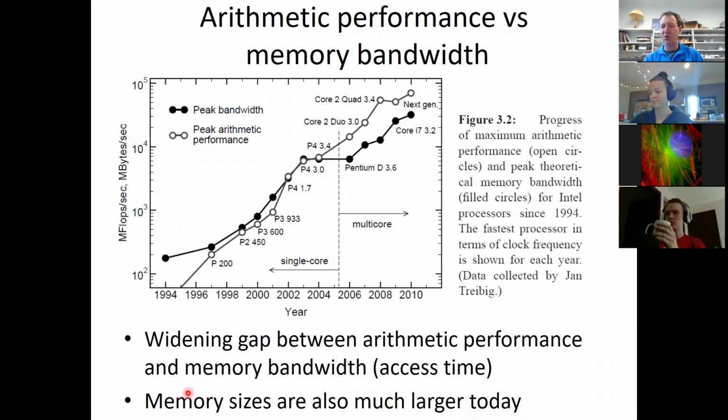The other thing to consider is that not only does the access speed have to increase, but also the memory sizes are much, much larger today than they were 10 years ago or 20 years ago. And if you have larger memory to access, of course, pointers are bigger and it will slow things down.